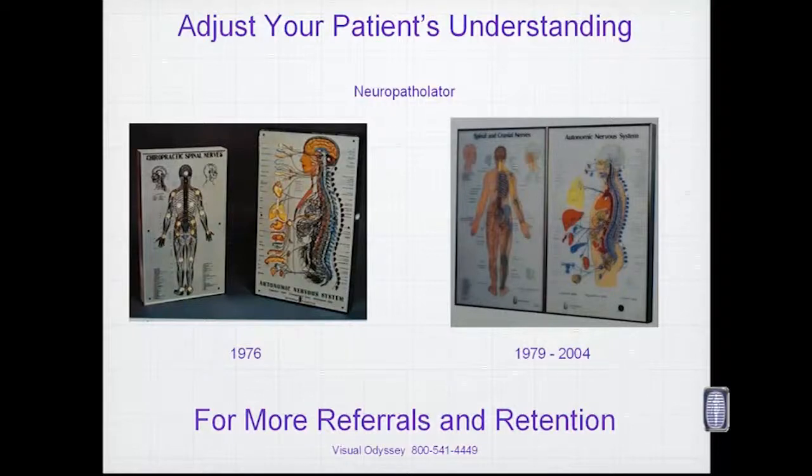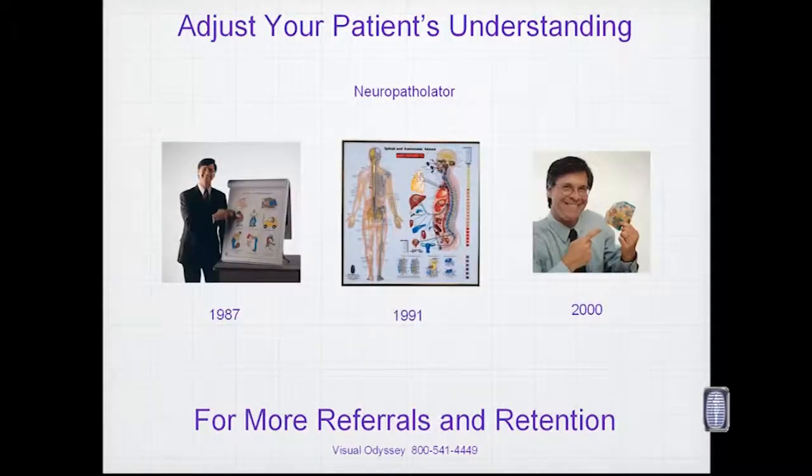And in 1976, I invented the Neuropatholator wall chart, and that was those two charts you see on the left. In '79, we upgraded it, and from then until 2004, we built them very similar to what you see on the right-hand side. Then in '87, I came out with a flip chart, making it easy for doctors to give all kinds of lectures and pick and choose the posters that were relevant to what they wanted to explain to their patients. In '91, I put a computer inside a Neuropatholator, so now it could run in an automated way out in a waiting area, and it would use that little red sign at the top to actually explain what was going on.